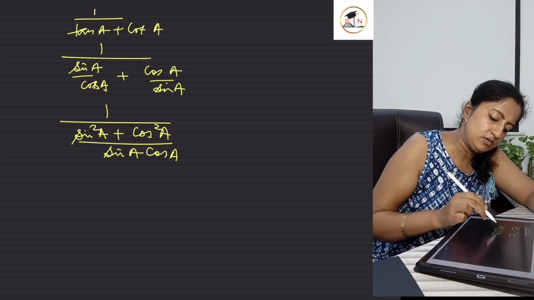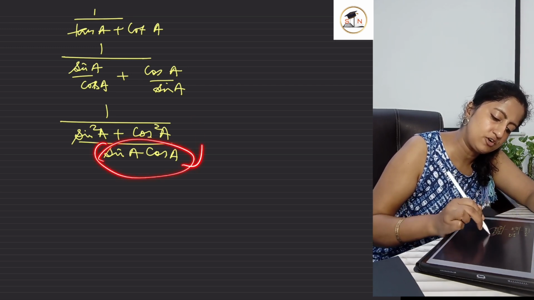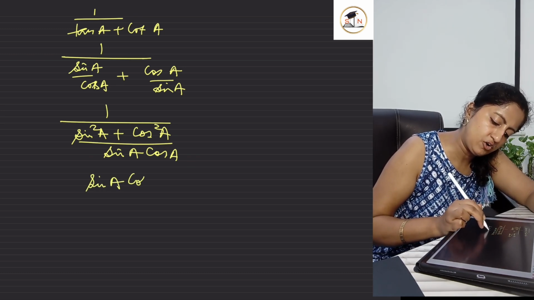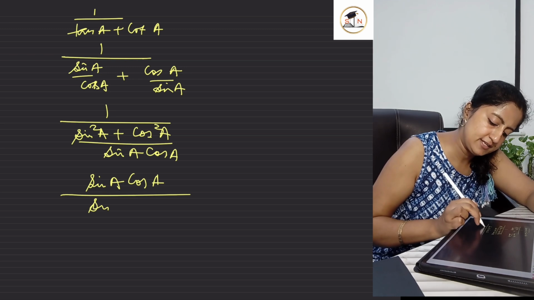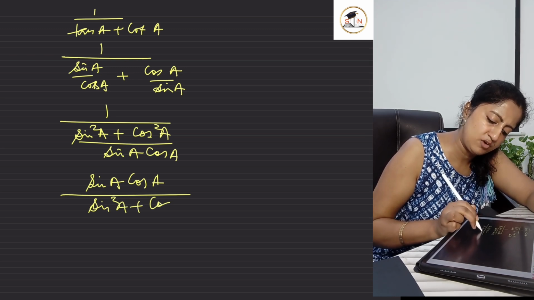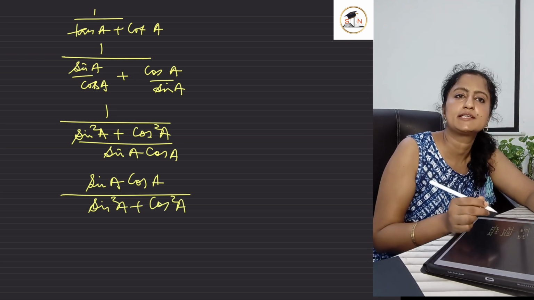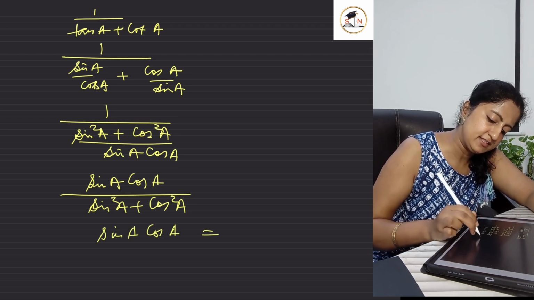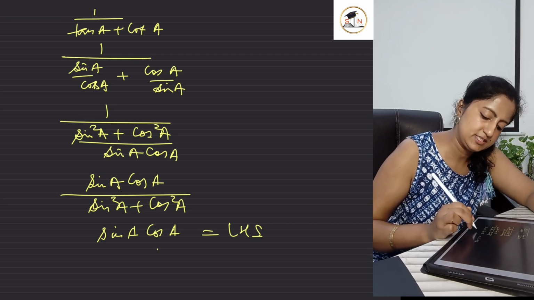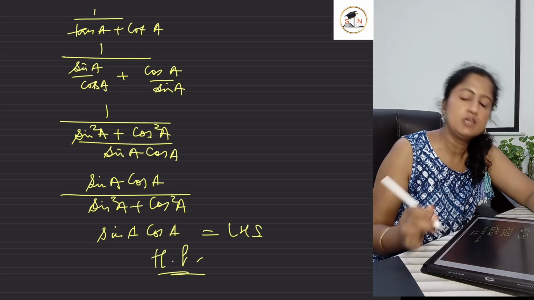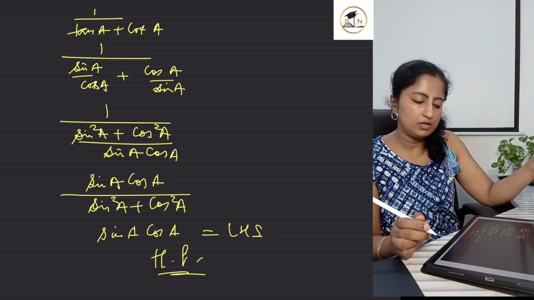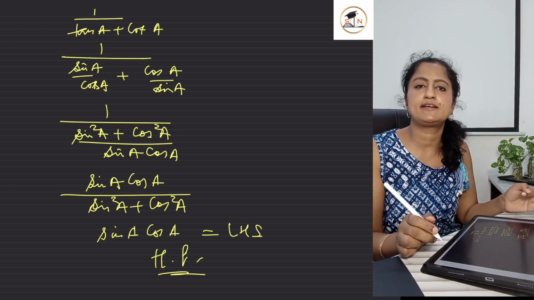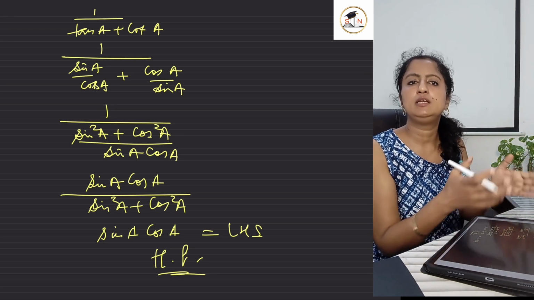Now remember, the lower fraction gets inverted. So this sin a cos a goes up, and we have sin a cos a over sin square a plus cos square a. Now what is sin square a plus cos square a? That is 1. And hence sin a cos a is left. This is equal to LHS and hence proved. The question was easy. It took a little while because we had to work on both the sides. But it was quite satisfying to see sin a and cos a on either of them.